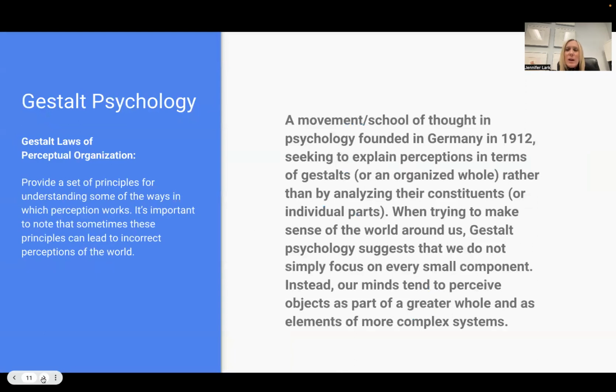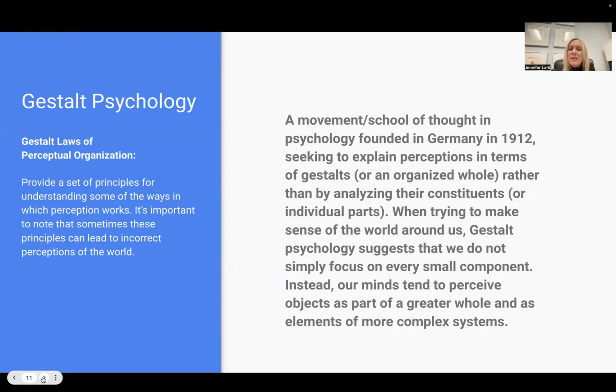All right, so we talked about those foundational principles of sensation and perception. Now we're going to switch gears a little bit and talk about some of the Gestalt principles of perception in particular. So the Gestalt movement or school was founded in Germany in 1912, and Gestaltists tried to explain perceptions in terms of organized wholes rather than by analyzing individual parts.